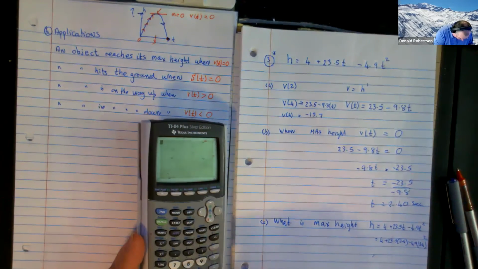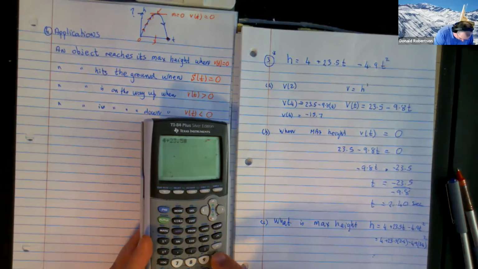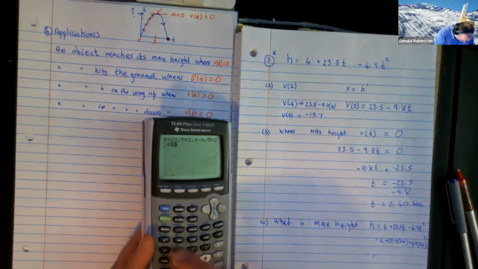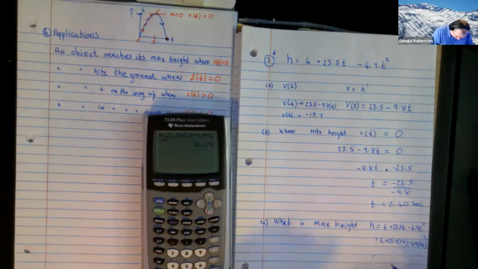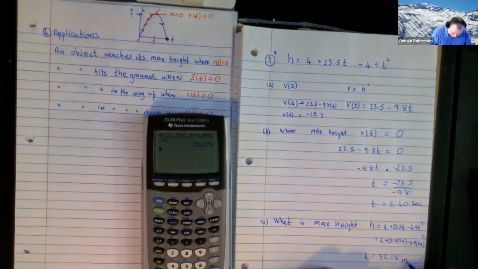So it's going to be 4 add 23.5 times 2.4, subtract 4.9 times 2.4 squared, and to 2 decimal places, that's 32.18. I think the units were meters.